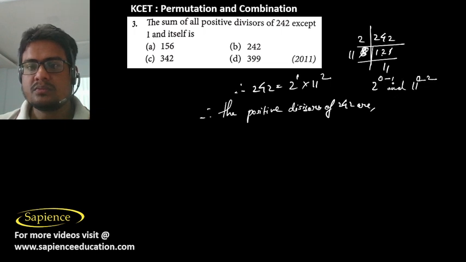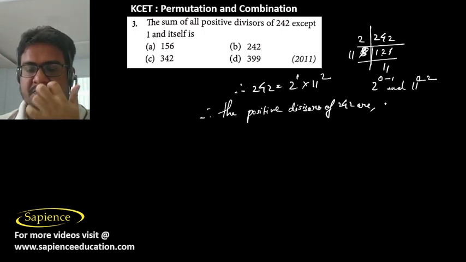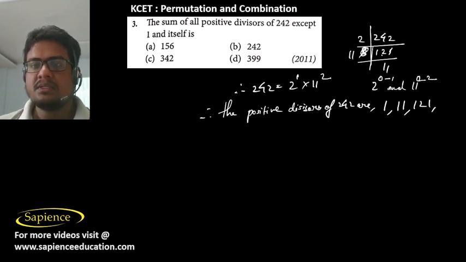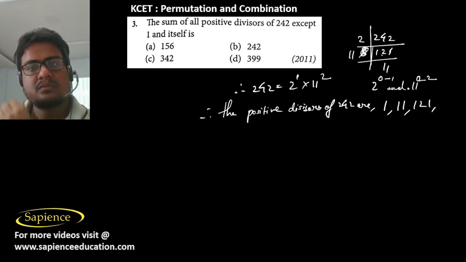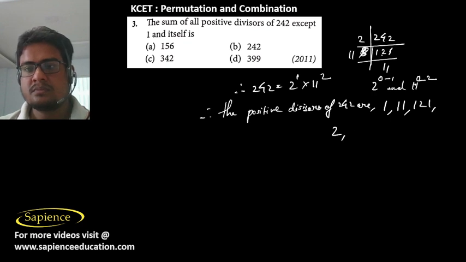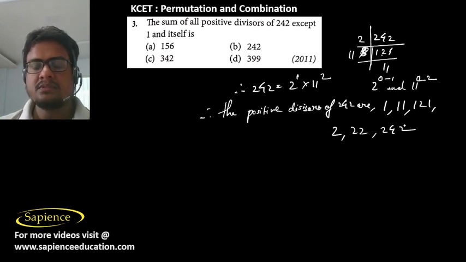2 power 0 into 11 power 0, that is 1, and 2 power 0 into 11 power 1, that is 11, 2 power 0 into 11 square, that is 121, then 2 power 1 into 11 power 0, that is 2, then 2 power 1 into 11 power 1, that is 22, 2 power 1 into 11 square, that is 242. So these are the factors.